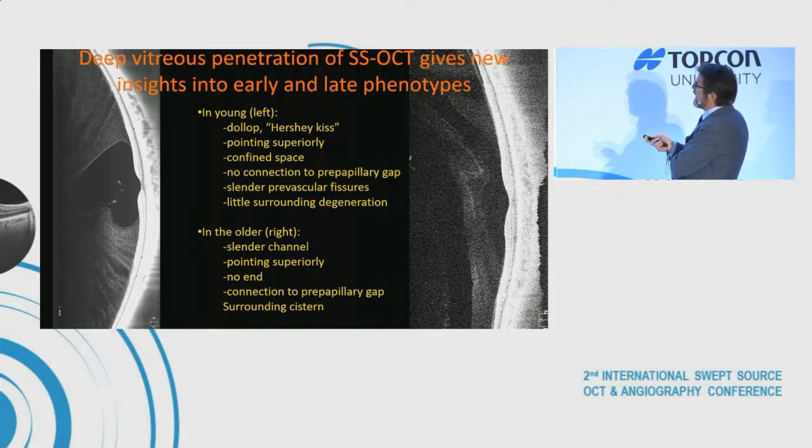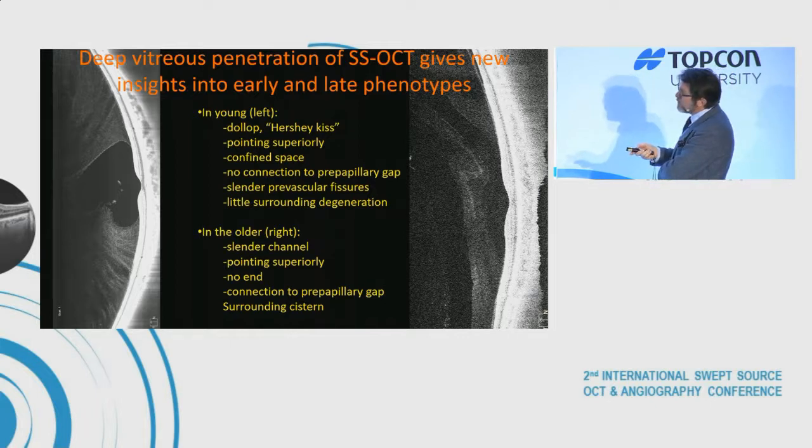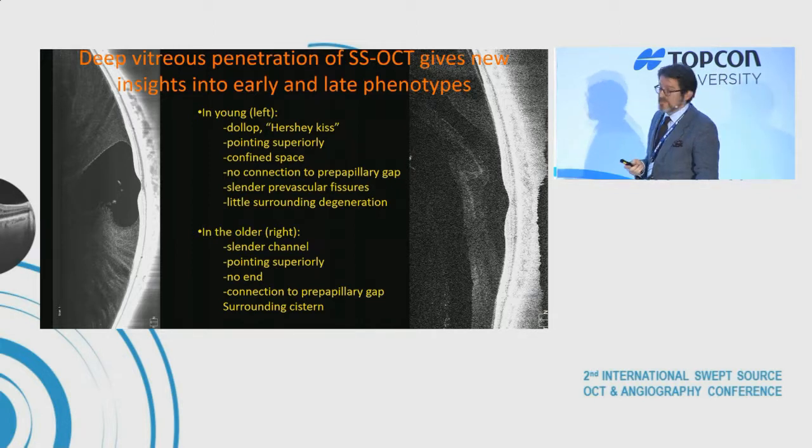Whereas in this eye here, you can see the premacular bursa, and then here a fissure plane. Rich Spaide has termed this a supramacular bursa. These are usually slender channels that are more eyewall parallel rather than pointing into the vitreous, as you see here. And they don't seem to have an end, and they make very many connections to surrounding spaces.